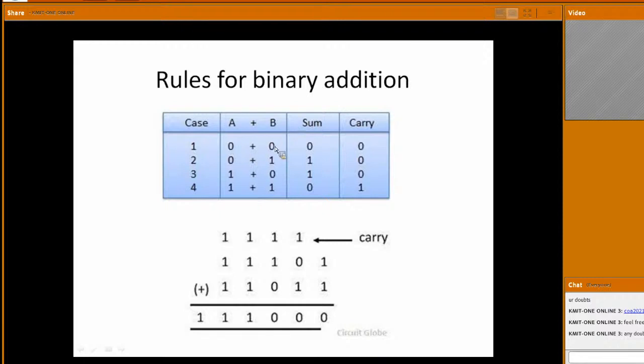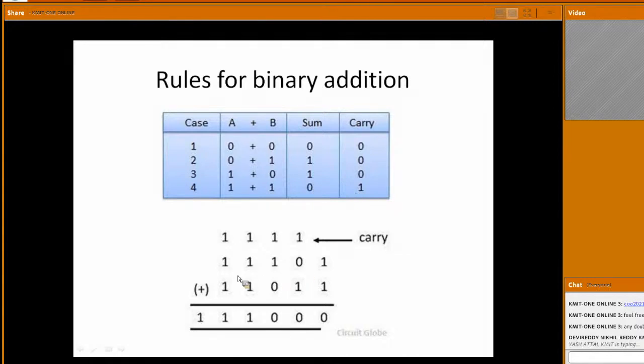When you add 0 and 0, the sum is 0 and it leaves a carry of 0. That means no carry. In the same way, if you add 0 and 1, it gives a sum of 1 and a carry of 0. 1 and 0 is the same. It gives a sum of 1 and a carry of 0. When you add 1 and 1, the result is 0 and it gives a carry of 1. This is different. When you add 1 and 1, the sum is 0 and the carry is 1.